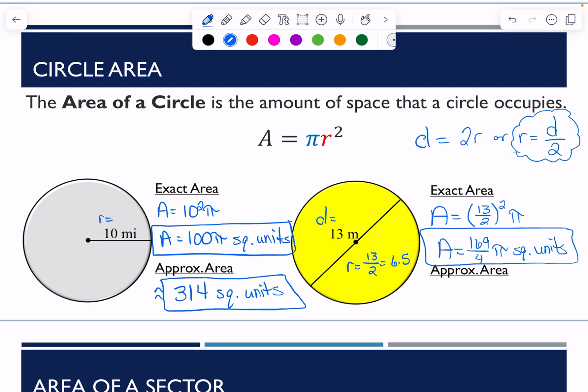And that's our exact. You can also do that as the decimal. You would get 6.5 squared, which is 42.25, if you want to write it that way. And then we come down here, we find the approximate. So we do the 169 divided by 4 times 3.14, and that's going to give us an approximate of 132. And we're going to go to 2 decimal places. It's 0.665, so we're going to go 0.67 square units. And that would be our approximate.